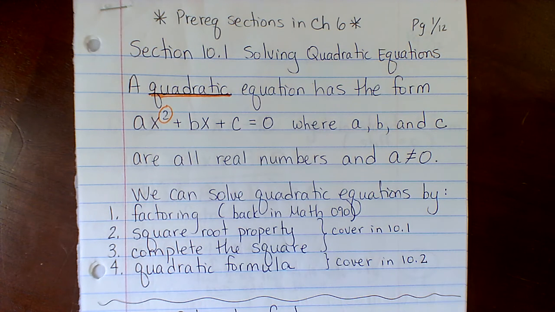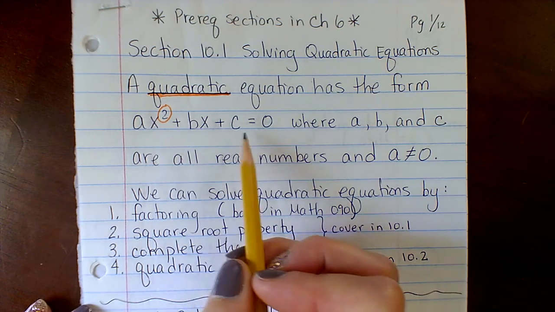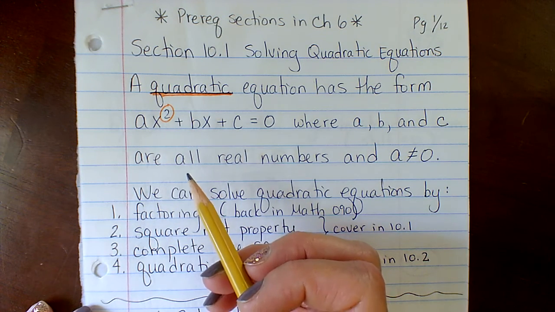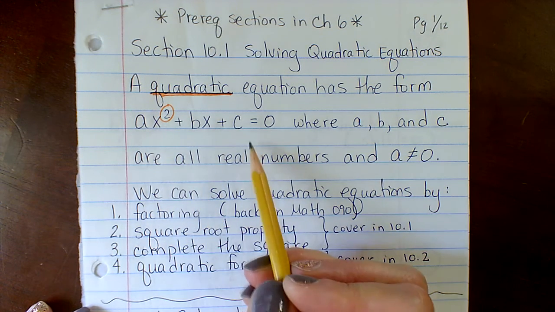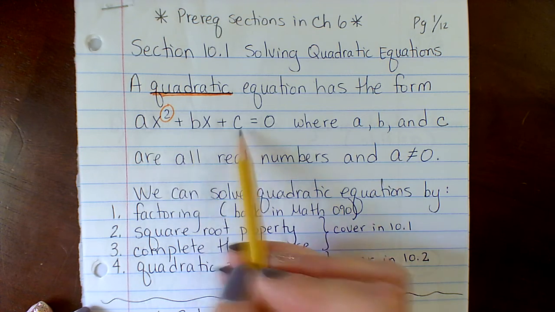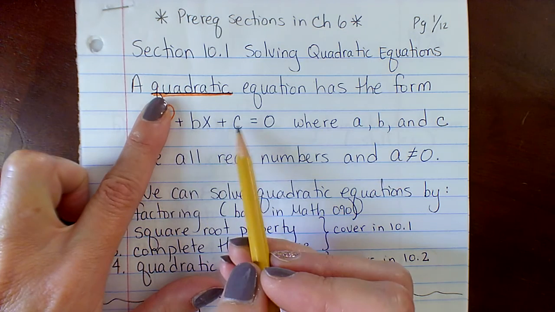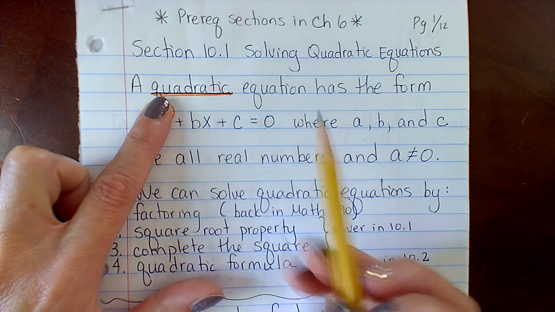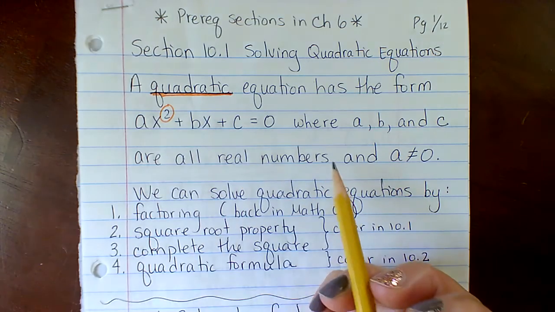This is section 10.1, and this is on solving quadratic equations. A quadratic equation is an equation that has a highest power of 2. These equations solve differently than linear equations. The linear equations are the ones that don't have that squared term, and those are the ones where you just get your variables on one side, your constants on the other, and then you divide.